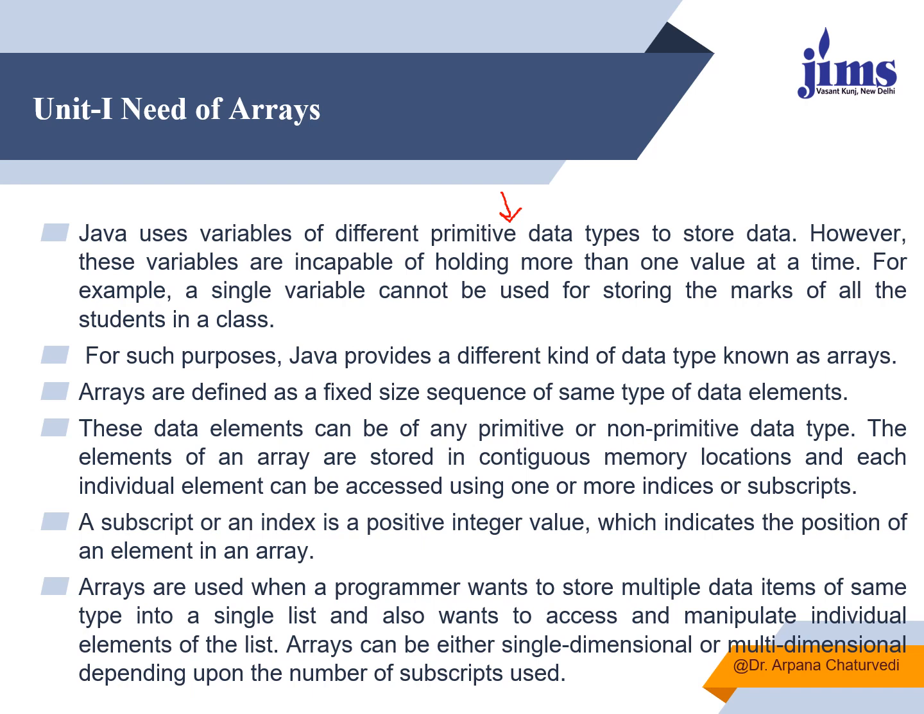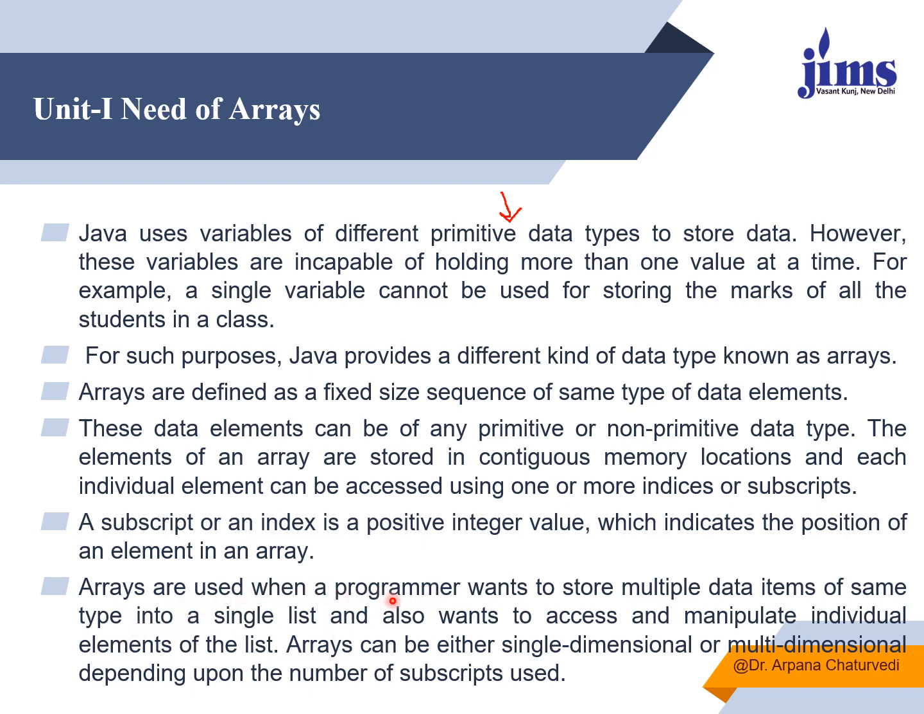Arrays are defined as a fixed size sequence of similar kind of data elements. In an array, we can store primitive or non-primitive values together in contiguous memory allocations, and we can access an individual element on the basis of its subscript position or index. A subscript or an index is basically a positive integer which tells the position of an array element. It starts from 0, and if the size of an array is 6, it will have different values in different positions starting from 0.